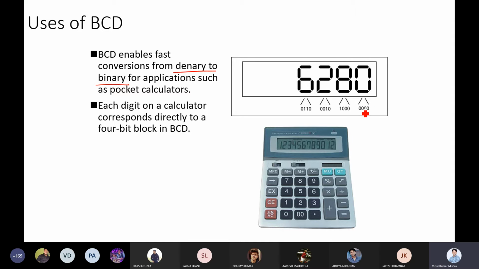So now suppose you are saying 0000, which means you are talking about this 0. Then 1000, you are talking about 8. Then you can say 0010, then you are talking about 2. Then 0110, then you are talking about 6. So internally, in the calculator, what you see here, 6280, is represented by this method, and this is giving very fast conversion from denary to binary, and that's why we are using these BCD codes, right?